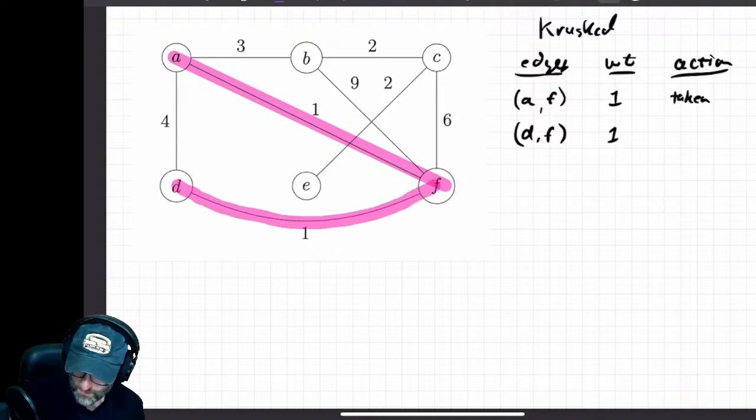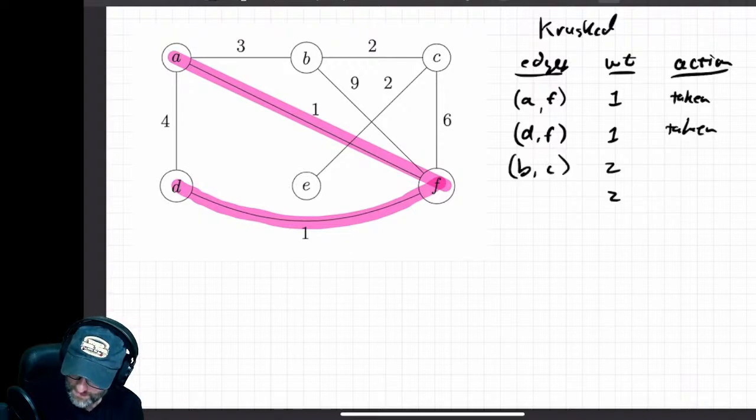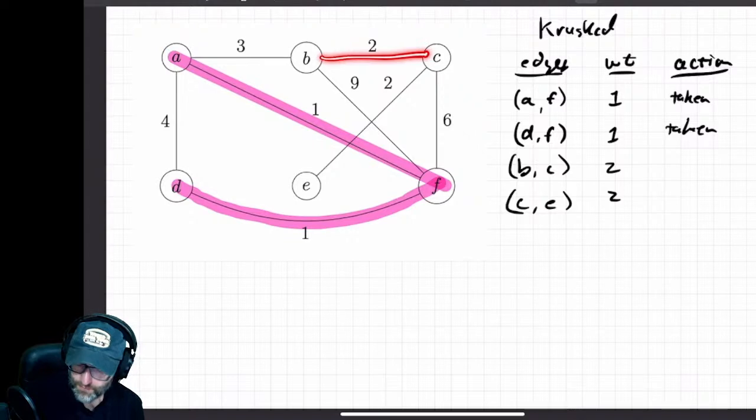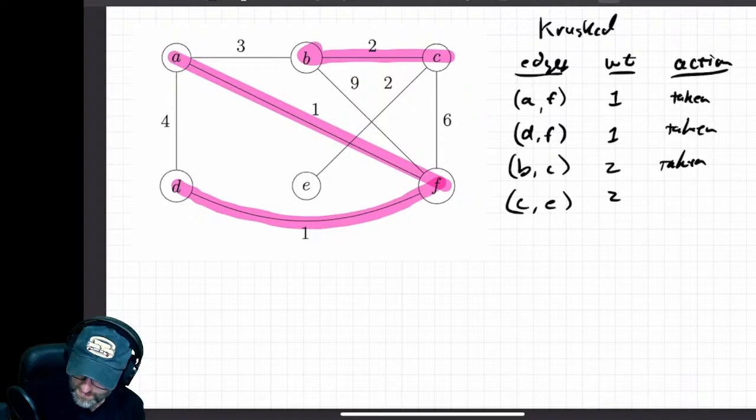Now do I add DF? Yep. Because that would not induce a cycle. So same, taken. The next edges that I would consider are BC and CE, each with a weight of 2. So BC and CE. There we go. So do I take BC? Yep, because that would not induce a cycle. There we go. So taken. Would I end up taking CE? And the answer again there is yes, because it would not induce a cycle.